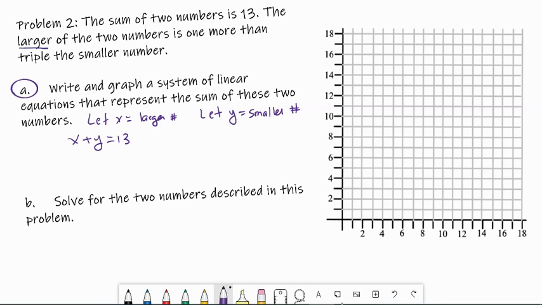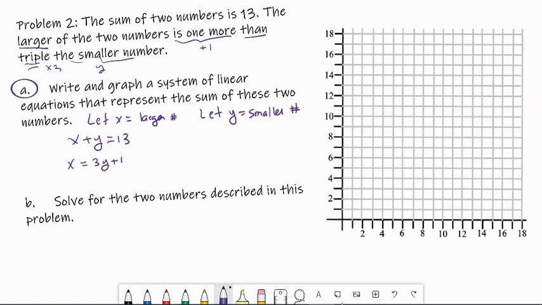And now the larger of the two numbers is one more, so that's going to be plus 1. Then triple, that's going to be times 3. The smaller number, that's going to be y. So x is equal to 3 times y plus 1. Because we said x is the larger number, it is one more than triple the smaller number, and that gives us 3y plus 1.